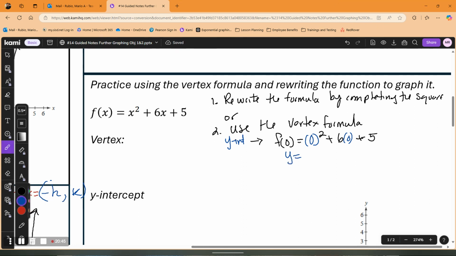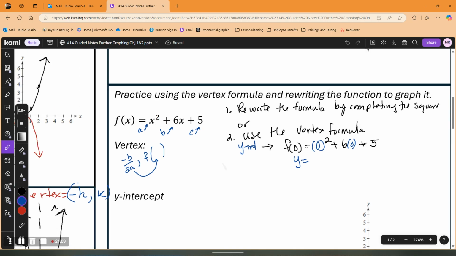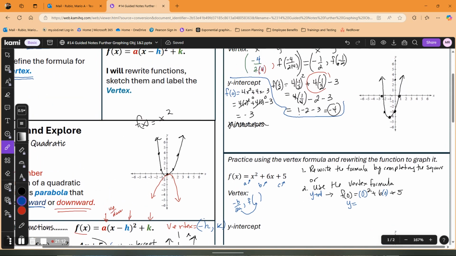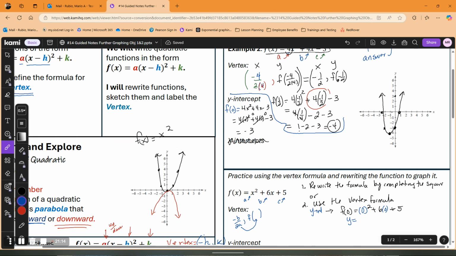Remember, in this case, our a is 1, our b is 6, and c is 5, but we don't need c for the formula. The vertex is negative b over 2a, and then we have to evaluate the function at whatever answer we get here, plug that into our x values, and solve. If you need some assistance with the steps, rewind the video and rewatch this part again, and it'll explain it again.